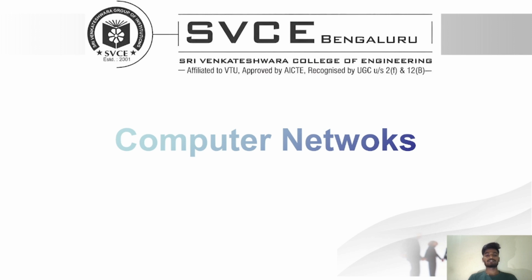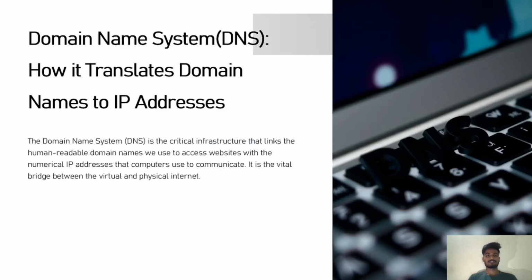Today, our subject is computer networks and our topic is the Domain Name System (DNS): how it translates domain names to IP addresses. The Domain Name System is the critical infrastructure that links the human-readable domain names we use to access websites with the numerical IP addresses that computers use to communicate. It is the vital bridge between the virtual and physical internet.